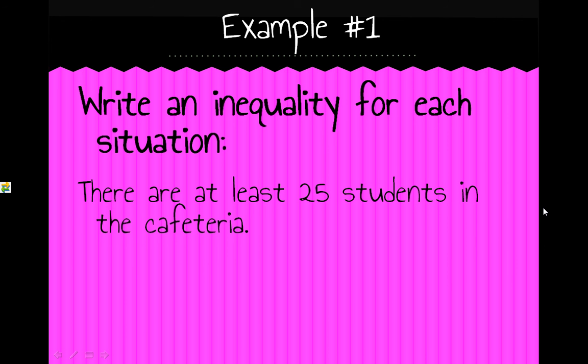There are at least 25 students in the cafeteria. So if you look here, you know there are at least 25 students. So that means, okay, there can be 25, or there could be more. There's at least 25 in there. So that means the amount of students in the cafeteria could be greater than 25 or equal to. So you would write it as this. You choose a variable. I choose S for students. S is greater than or equal to 25. And that is your answer.